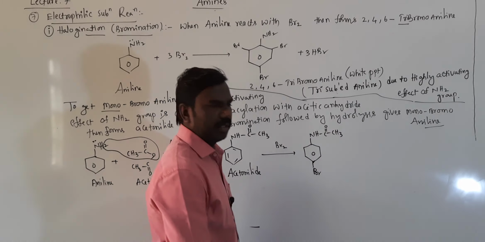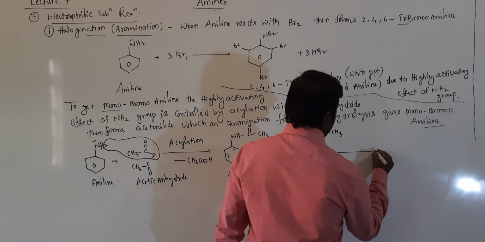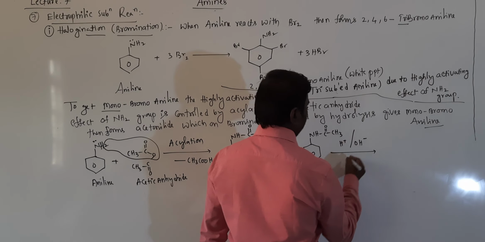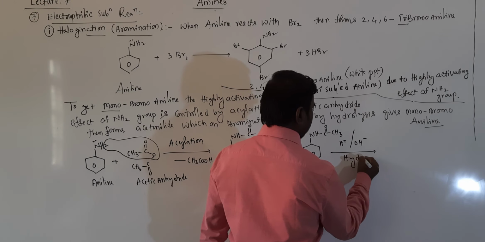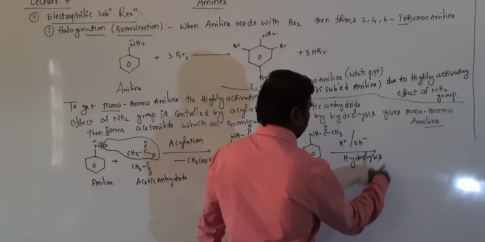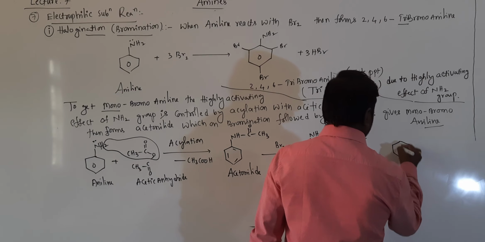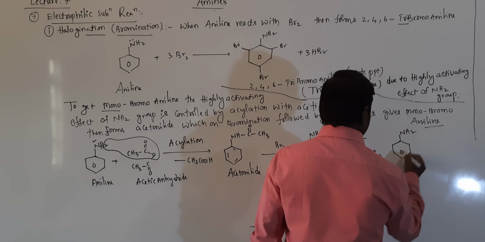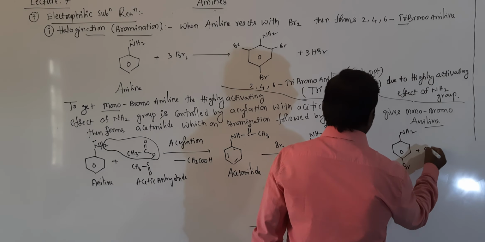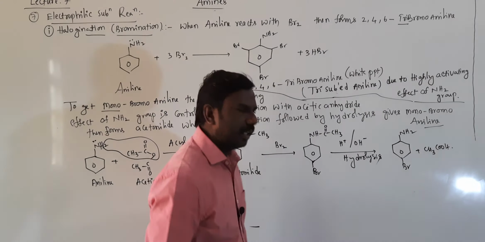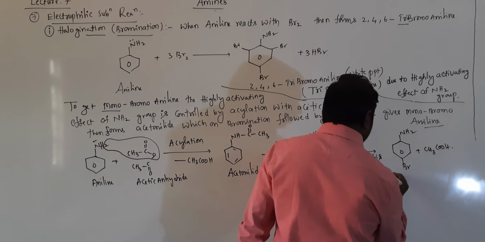Then this on hydrolysis with acid medium or basic medium, whatever the medium that is. Yes. Then NH modified as a NH2 and Br. The byproduct is CH3COOH. Getting? It is parabromoaniline.